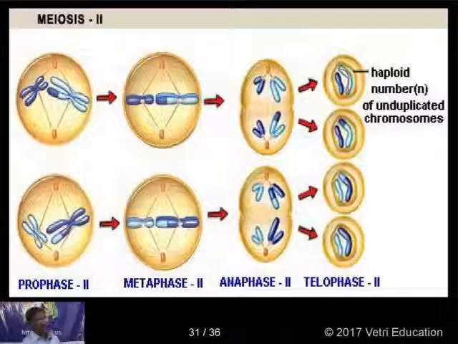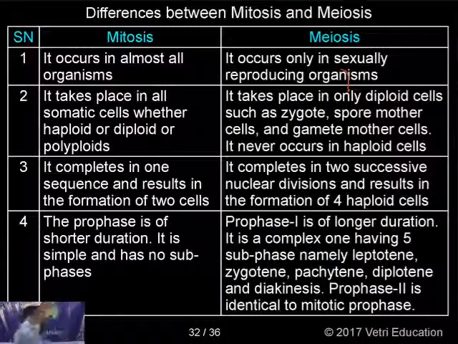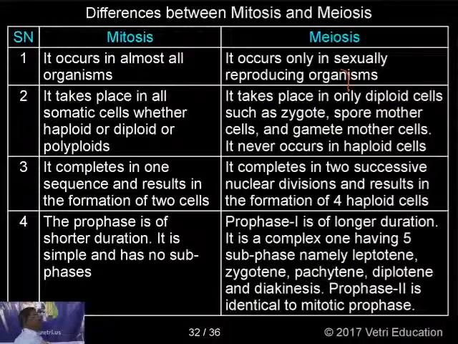So in human beings, children from the same parents have different structures, different intelligence, and different features, everything because of this meiosis only. So now let us see the differences between mitosis and meiosis.